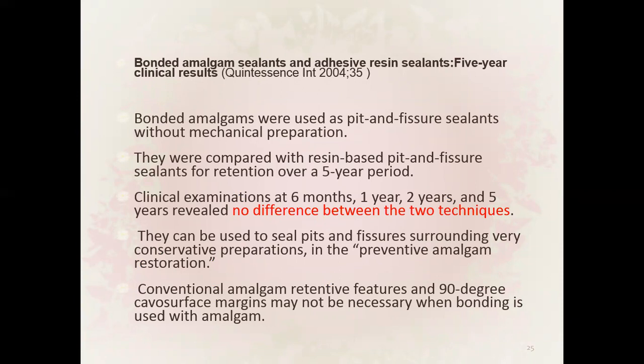They can be used to seal pits and fissures surrounding very conservative preparation in the preventive amalgam restoration. Conventional amalgam retentive features and 90-degree cavosurface margin may not be necessary when bonding is used with amalgam.